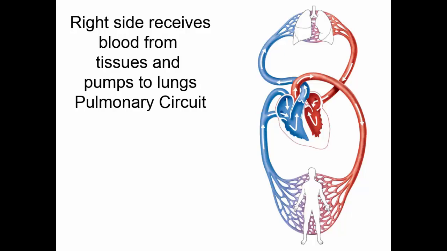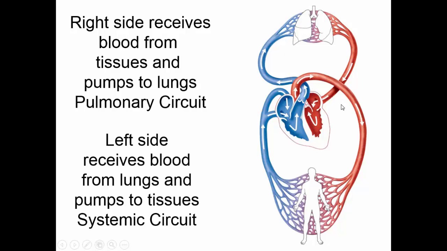Just as a refresher, the right side is going to receive blood from the tissues and pump it to the lungs. This is your pulmonary circuit, pumping it to the lungs and bringing it back from the lungs. The left side is going to receive the blood from the lungs and then pump it to the body. This is your systemic circuit, from the heart to the body and back to the heart.